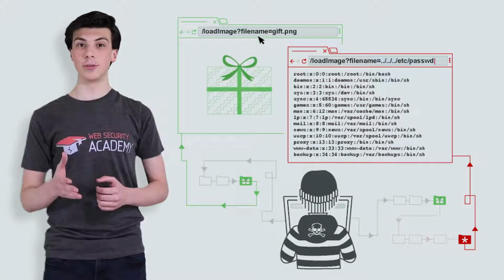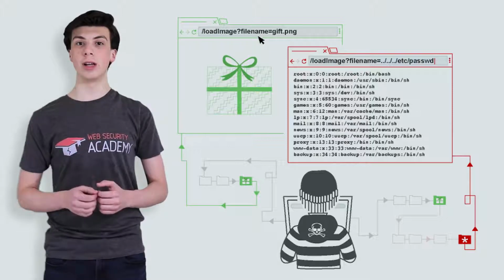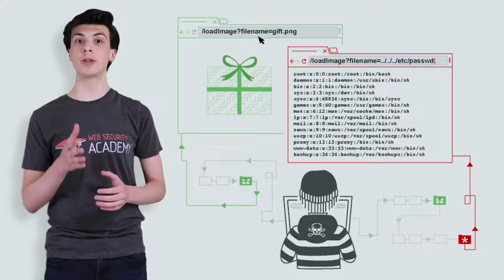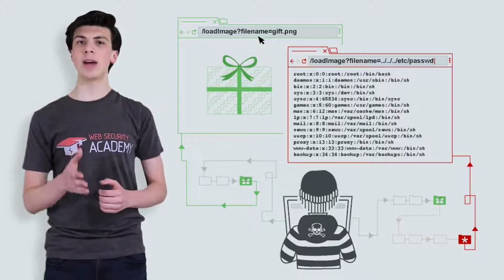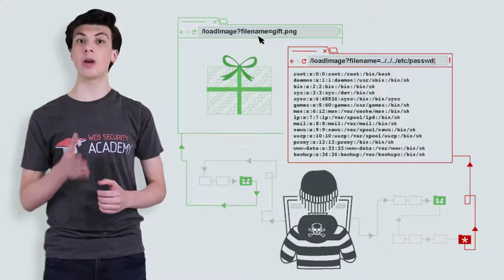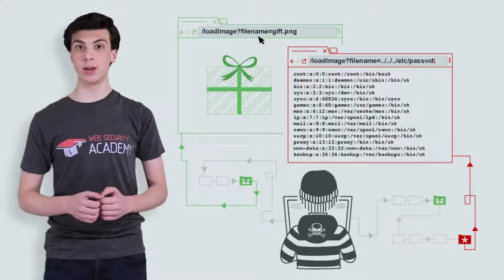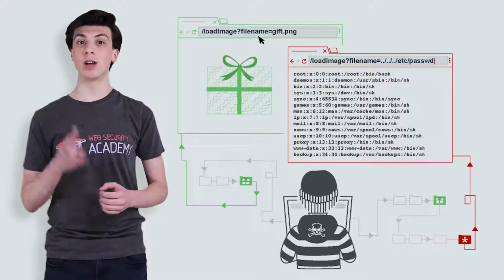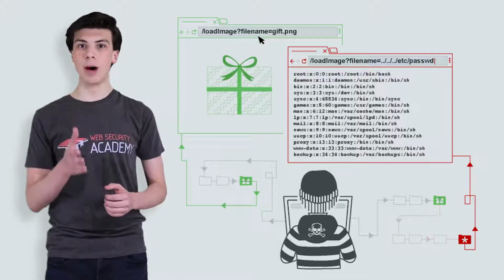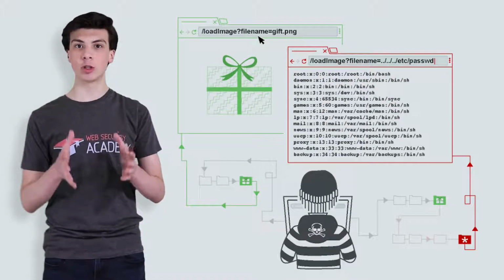File path traversal, also known as directory traversal, is a web security vulnerability that allows an attacker to read arbitrary files on the server that is running an application. This might include application code and data, credentials for backend systems, and sensitive operating system files. In some cases, an attacker might be able to write to arbitrary files on the server, allowing them to modify application data or behavior, and ultimately take full control of the server.